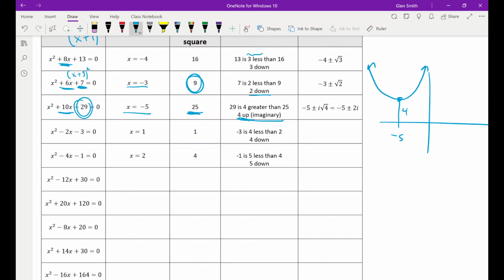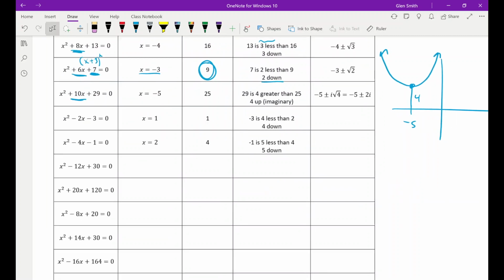So they must be centered at negative 5 plus or minus the root of 4, but it's times i because they're imaginary because there are no x-intercepts here, okay? The roots are imaginary. And because the square root of 4 is 2, we just get 2i. All right. Let's keep going.